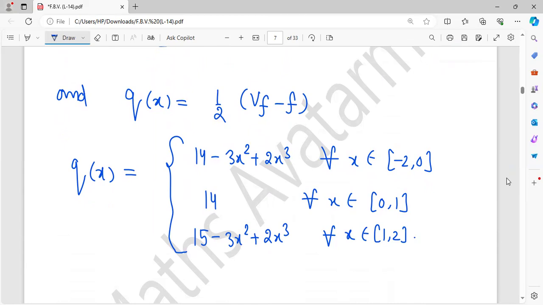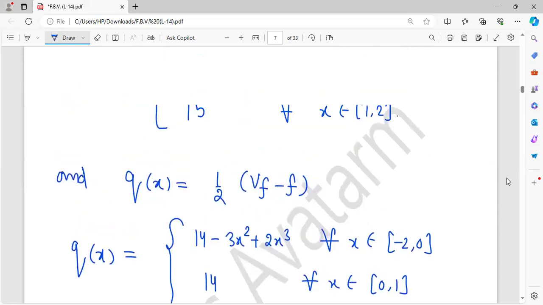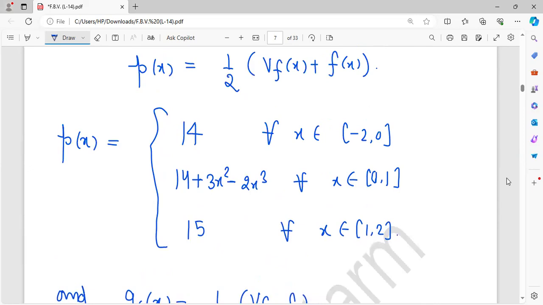So you can check that P and Q are continuous. I'm looking at Q. At 0 it is 14, and at 1 it is also 14 above. From the middle interval 0 to 1 and the last interval 1 to 2, it is giving value 14 at 1. Yes, this is continuous. Similarly, you can check P is continuous. So we have calculated the variation function, that is the total variation function, positive part P and negative part Q.